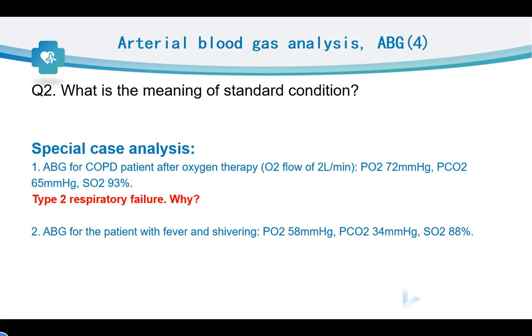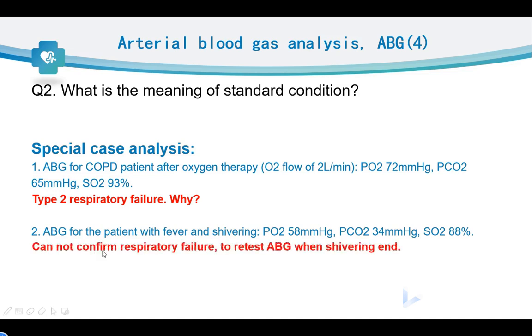Okay, the answer to this case is that we cannot confirm the respiratory failure. We cannot confirm a type 1 respiratory failure because these patients are not in a standard condition, with fever and sweating, which can increase the consumption of oxygen and show a decreased partial pressure of oxygen. But we need to retest the ABG when the sweating ends.